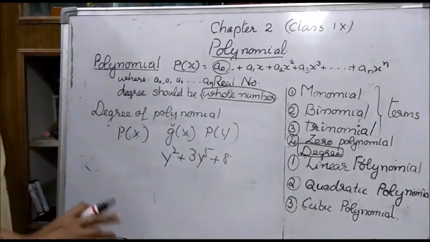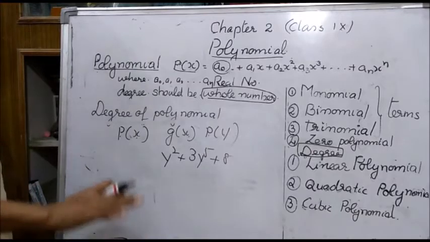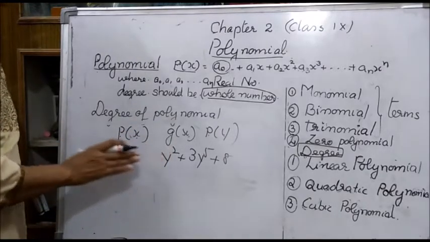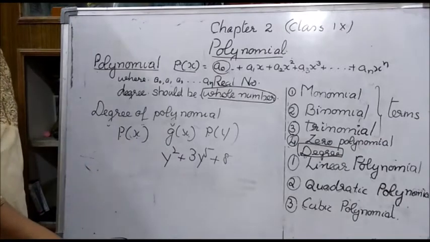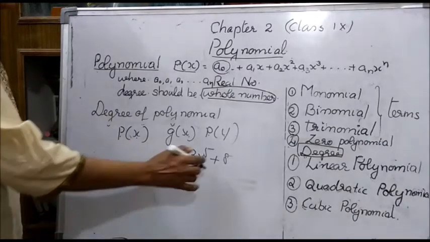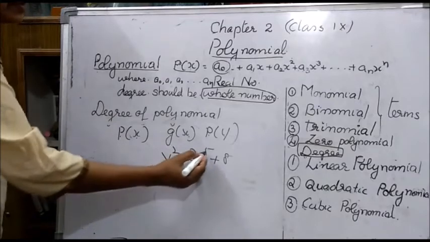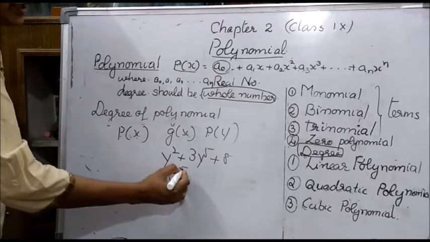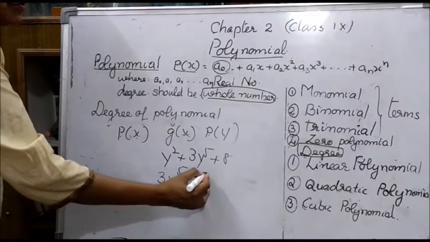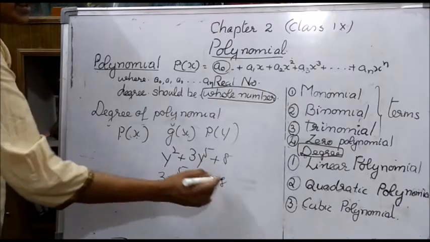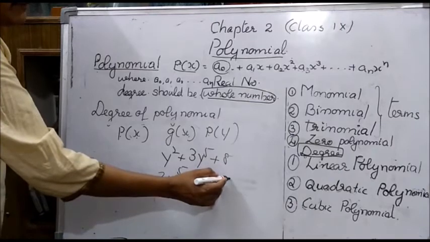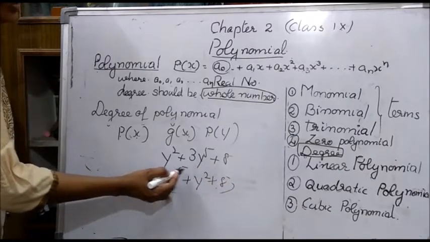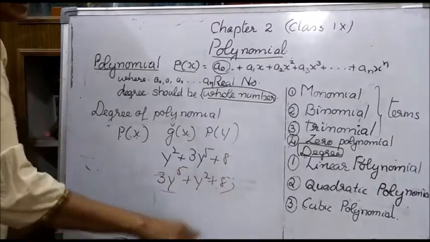One more thing, a polynomial is always written in standard form. That means its powers should be increasing or decreasing. So here it should be written like this: 3y raised to 5 plus y square plus 8. Both are correct, but the standard way of writing is like this, because here the powers are 5, 2 and 0.